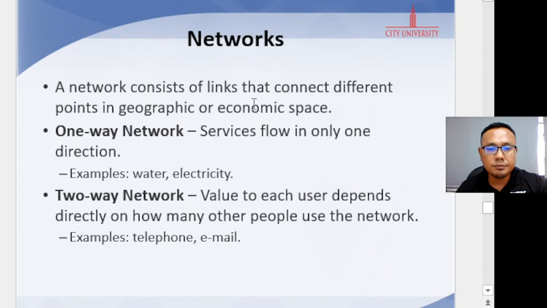So a network consists of links that connect different points in a geographic or economic space. For example, in a one-way network, service flows in only one direction, for example in utilities service like water and electricity. This is a very good example of a one-way network. And in a two-way network, the value to each user depends directly on how many other people use the network, like telephone and emails. Networks play a profound role in the organization of many industries, including railroad, airlines, trucking, telecommunication, and a host of other sectors of the new economy such as the internet.